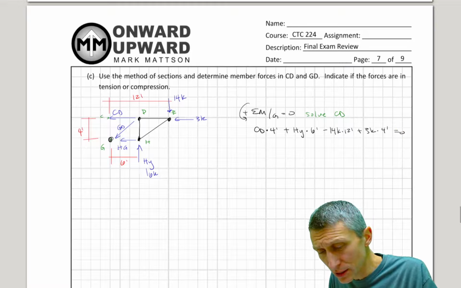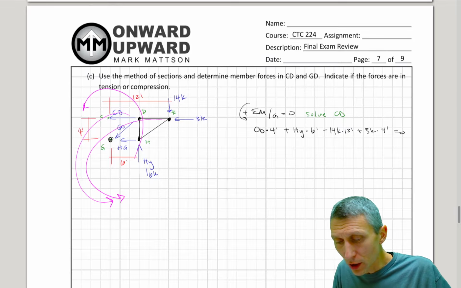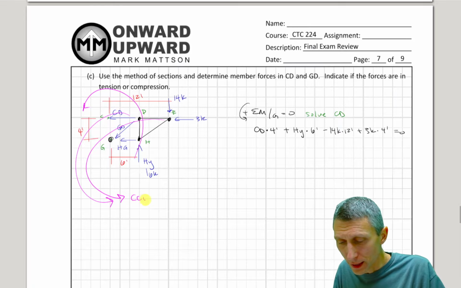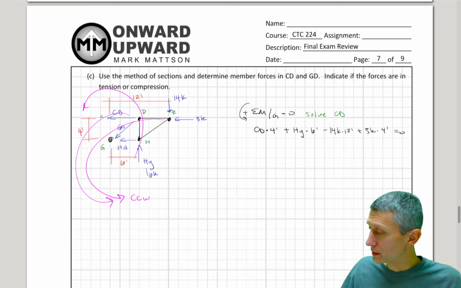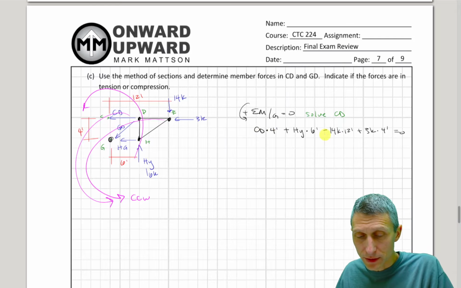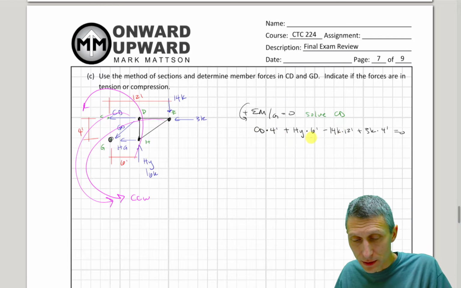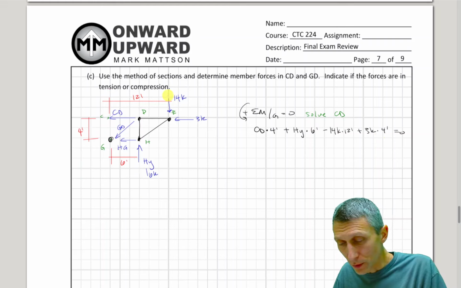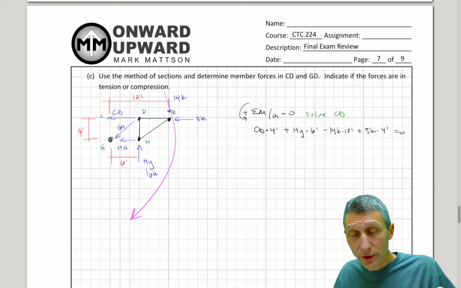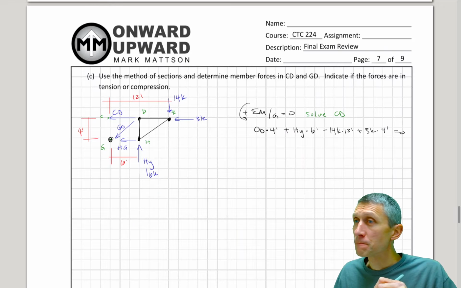And if we think about directions again, let's just think about directions for a second. CD is coming this way, HY is coming this way, 3 kips. They're all going counterclockwise, so those are all going to be positive values. So you get positive CD times 4, positive HY times 6, positive 3 times 4 in here as well. What we can see here is also this 14 is going the other direction. That's why that one is negative.